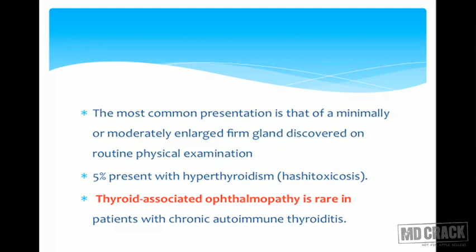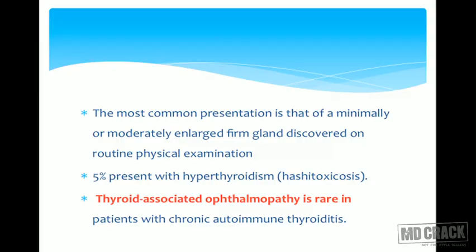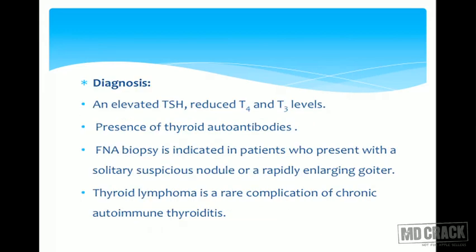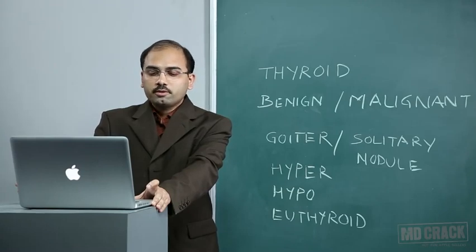So this is one more thing that will be differentiating from Graves' disease. Whenever there is ophthalmopathy, mostly you think of Graves' disease. Thyroid-associated ophthalmopathy is rare in patients with chronic autoimmune thyroiditis. How do you diagnose? An elevated TSH along with reduced T4 and T3 levels. There will be presence of thyroid autoantibodies, that is antibodies against thyroid peroxidase.